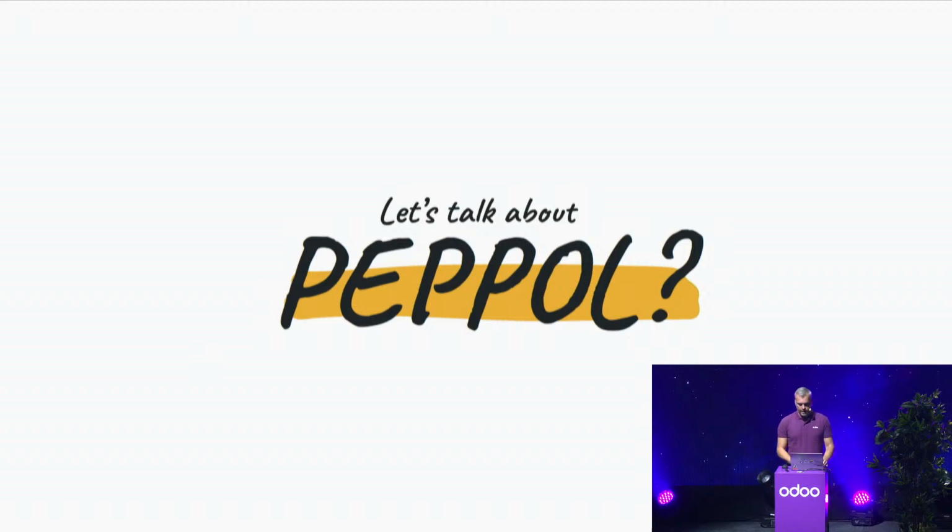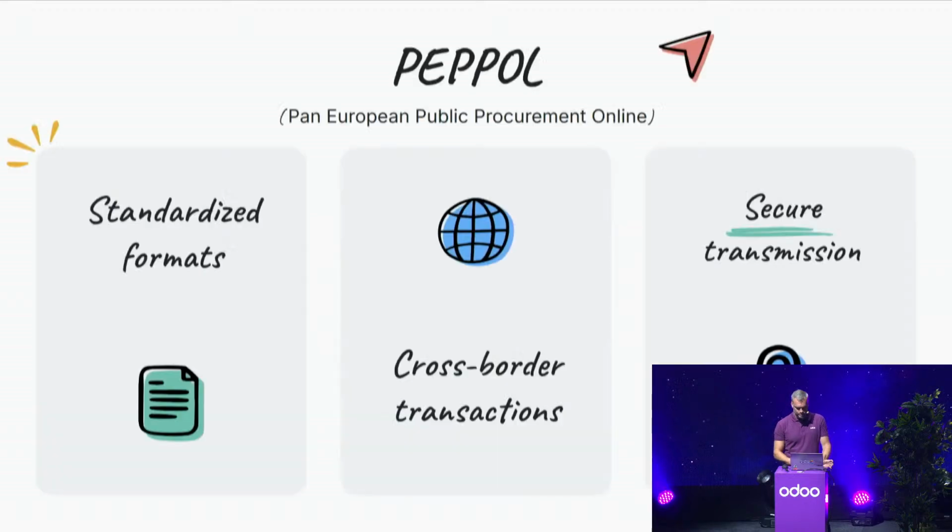PEPPOL is a big thing. So what is it for those of you who don't know of it, who haven't heard of it? PEPPOL is actually a platform, a European platform that we use to exchange documents. In this case, we're going to use it to send and receive invoices. So what's the big deal about PEPPOL and why is it a good thing? Well, first of all, PEPPOL is making users using standardized formats. That means that everyone is going to use the same format of invoices.